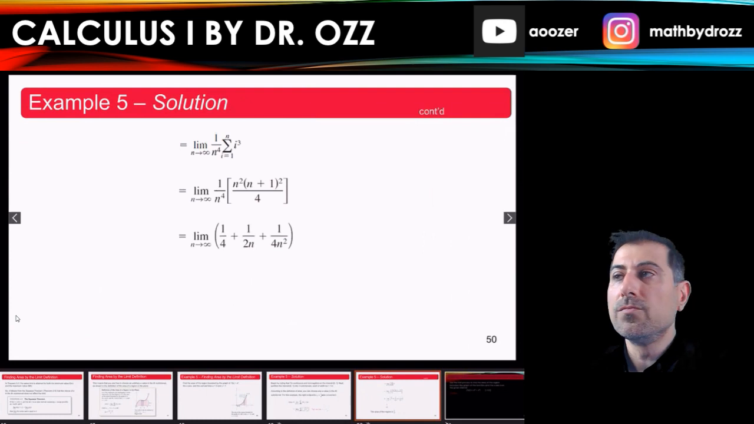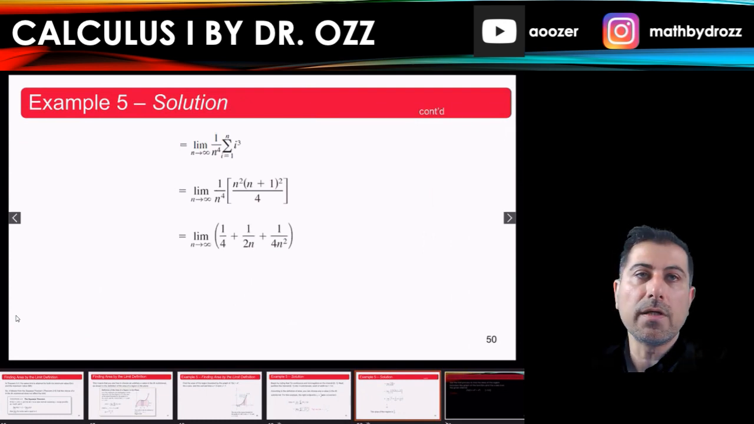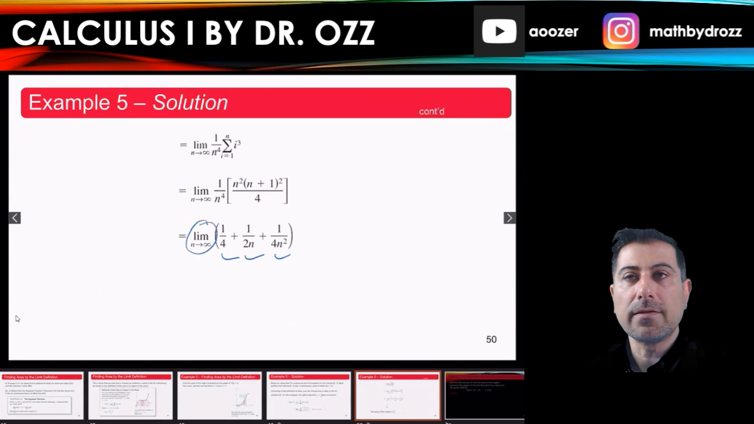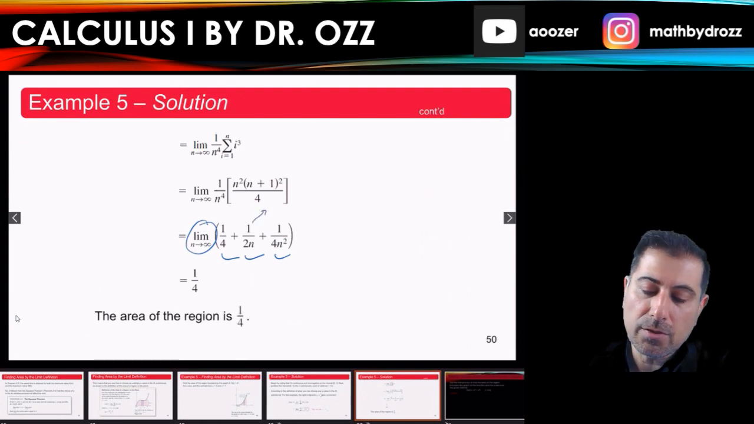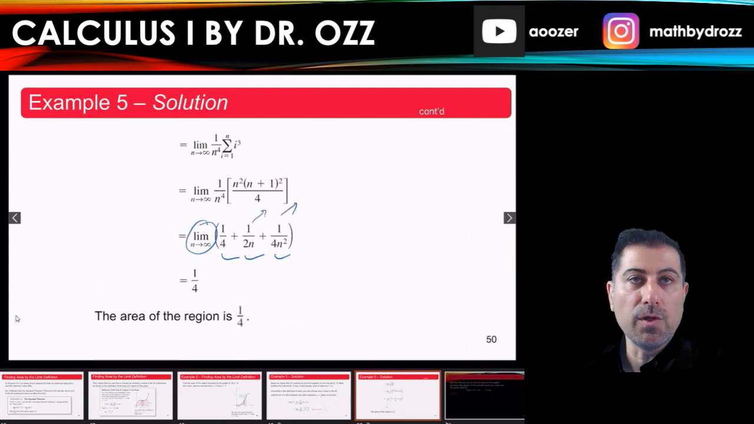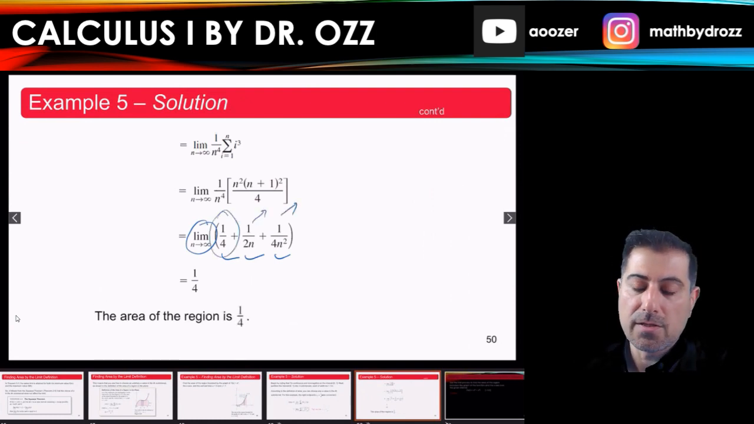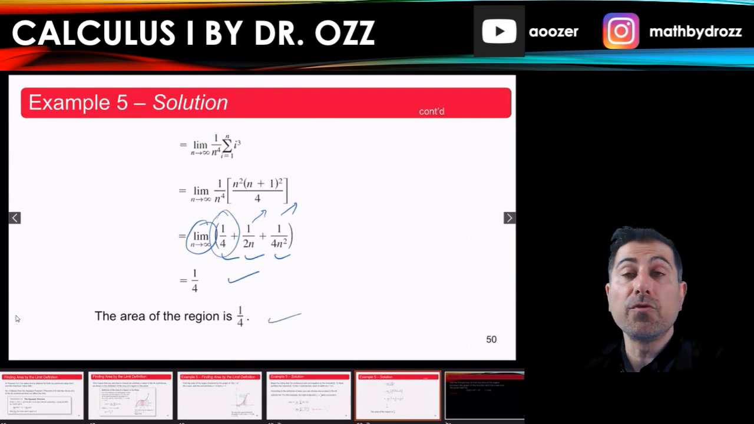And if you distribute 1 over n to the 4th over all the terms, you have 1 over 4, 1 over 2n, 1 over 4n squared. So now I'm going to pass the limit, and going back to the limiting process here, as n gets larger and larger, obviously these terms are going to approach 0. Only 1/4 is going to survive here. So the limit takes you all the way to 1/4 for this particular case.